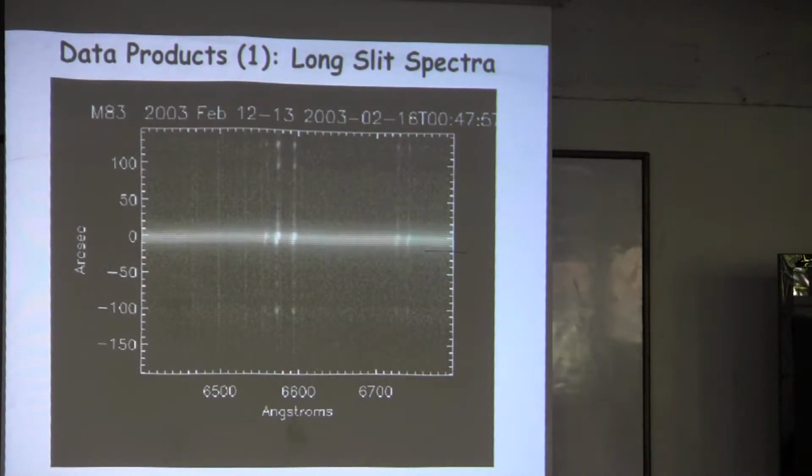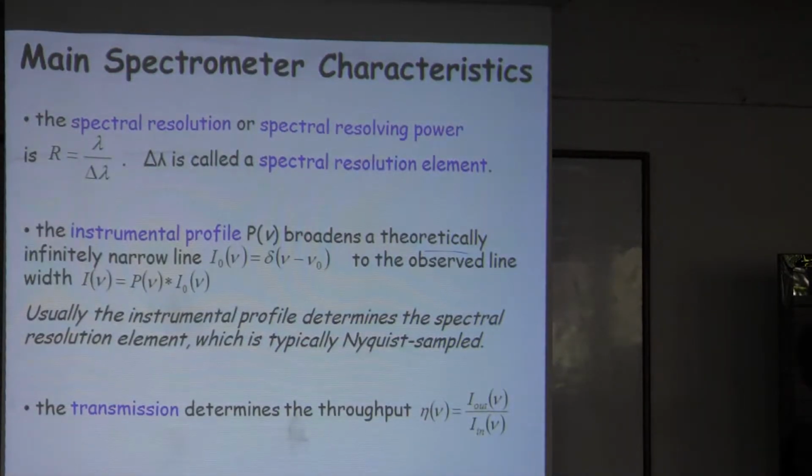But this is a typical spectrum, say of a galaxy. A raw spectrum, right? At some point you have to extract that information and make a nice plot so that it looks like a spectrum we're familiar with.